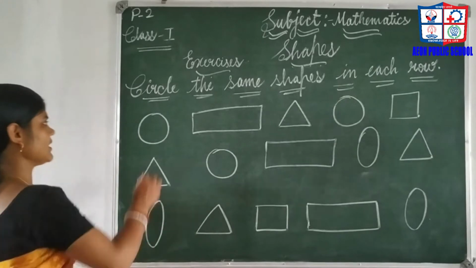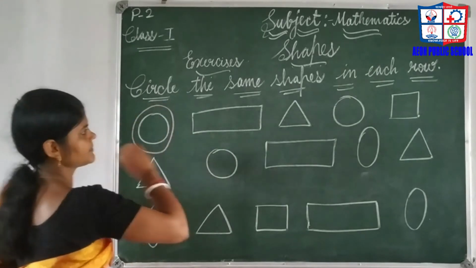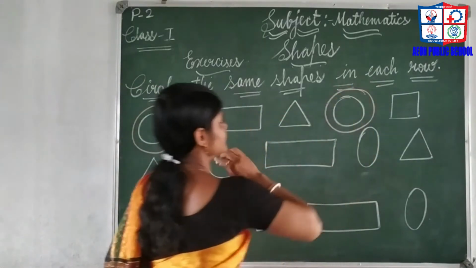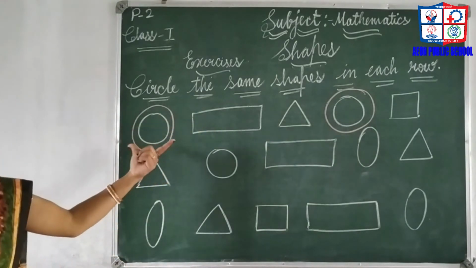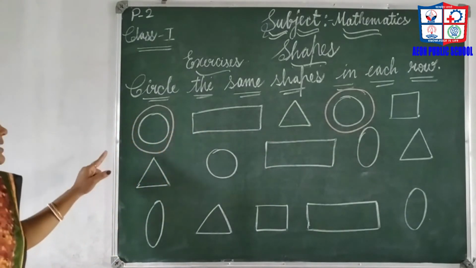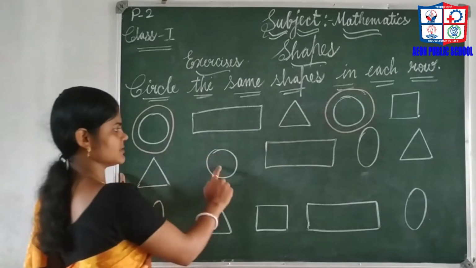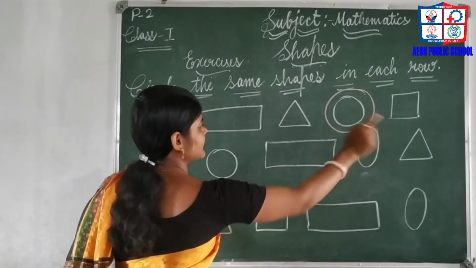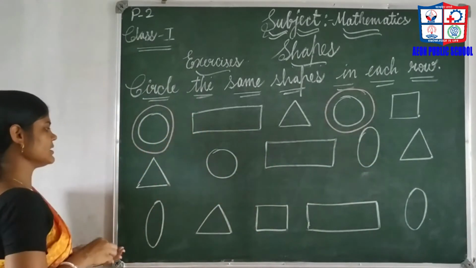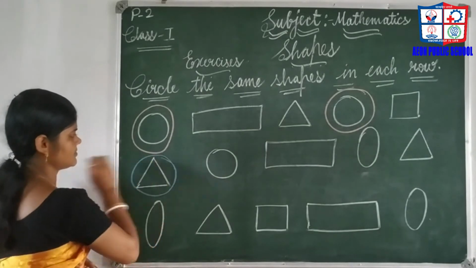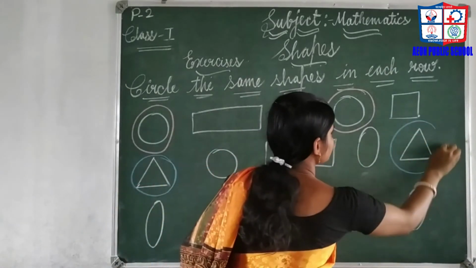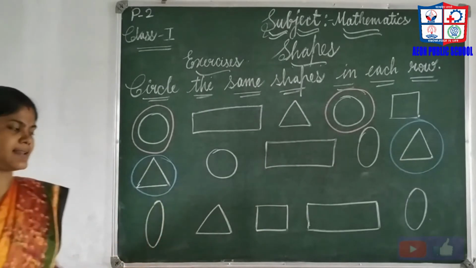So what are the shapes we are having? Here circle and here also circle. So these two are the same shapes, that's why we have to circle. In the next row: triangle, circle, rectangle, oval and triangle. So what are the shapes we are having? Triangle. So both are the same, that's why we have to circle.